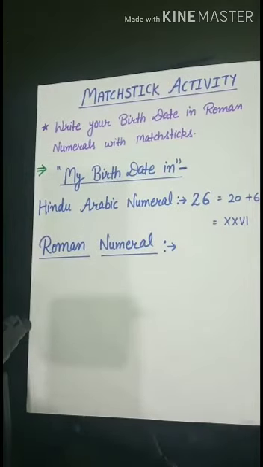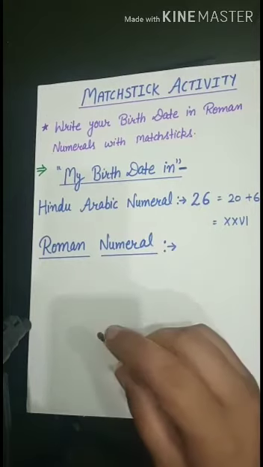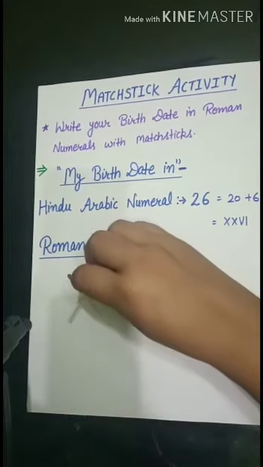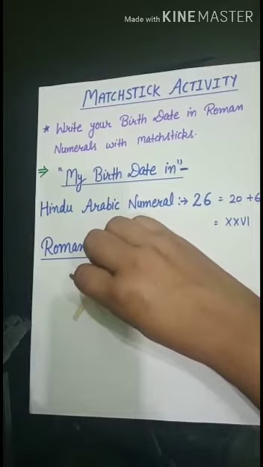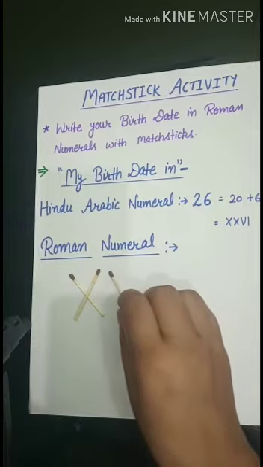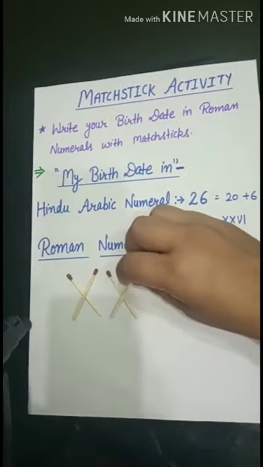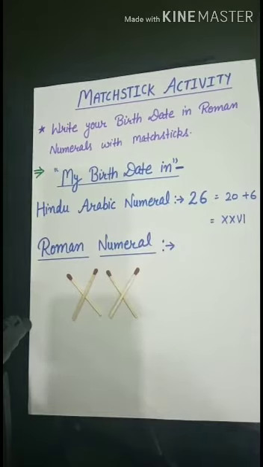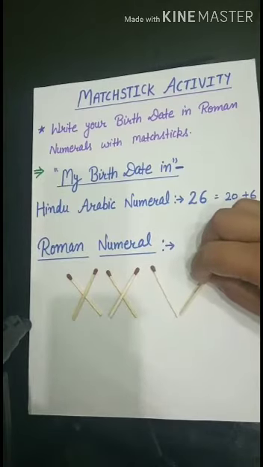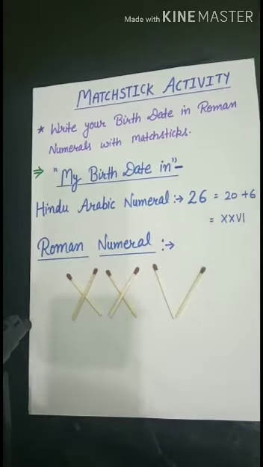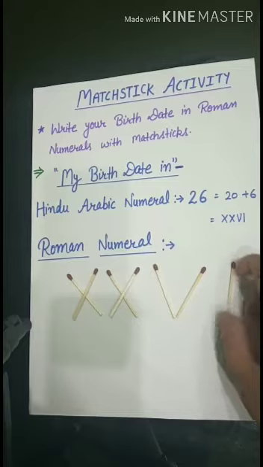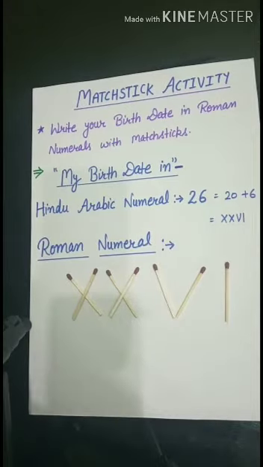Now for making X, we need two matchsticks. So aapne ye wali side upar ki side rakhni hai. So I will make X first. Yes, and you will paste these matchsticks with the help of glue. Another X I have to make like this. Paste these matchsticks with the help of glue. Then I will make V. XXVI. So I have made V now, and the last is I. This is I. So I have written 26 with the help of matchsticks, that is XXVI.